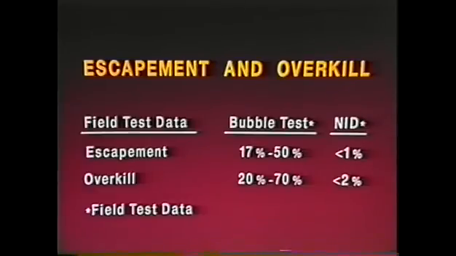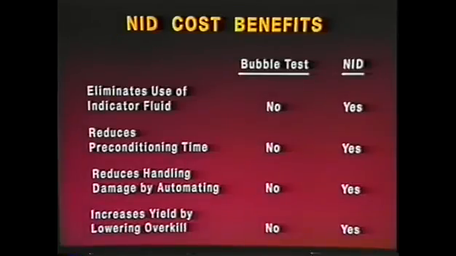As this field data indicates, the NID technique virtually eliminates both overkill and escapement. Webb provides NID correlation testing services free of charge. This testing can help to determine your overkill and escapement levels. In addition to increasing test accuracy, the NID offers numerous cost benefits over the bubble test method. Elimination of expensive bubble tank indicator fluid, reduced preconditioning times, decreased handling damage, and increased yield all add up to significant cost savings. Payback periods of a year or less are very common.